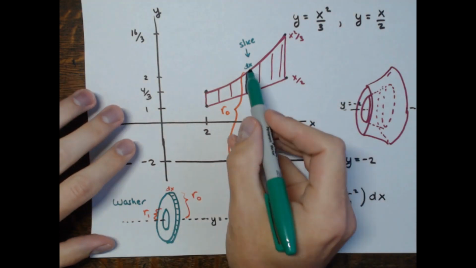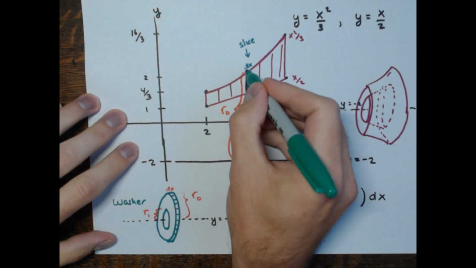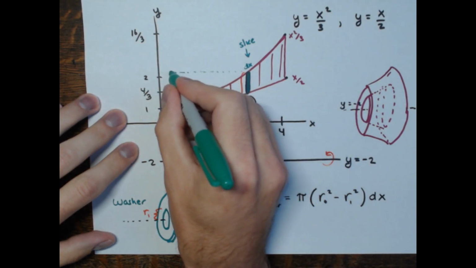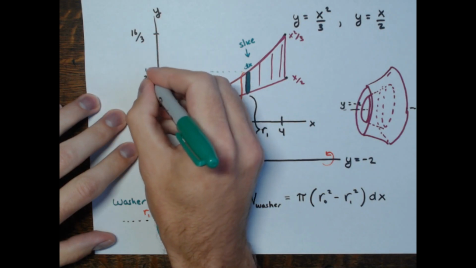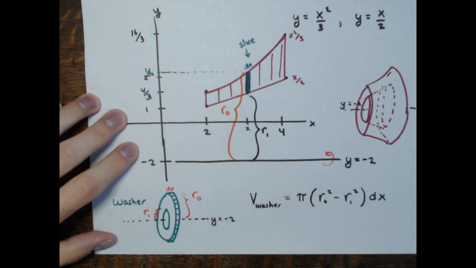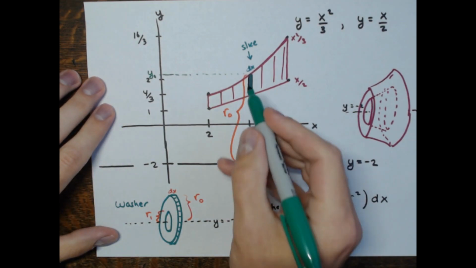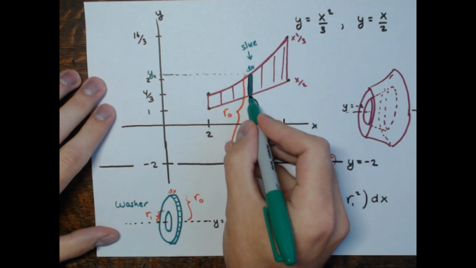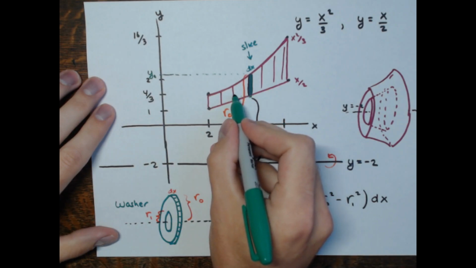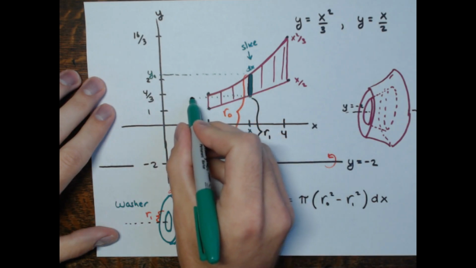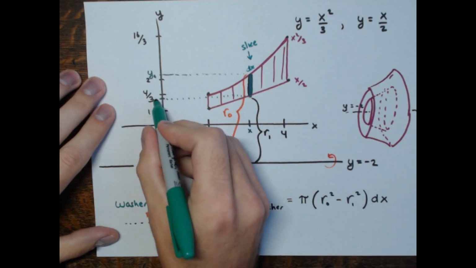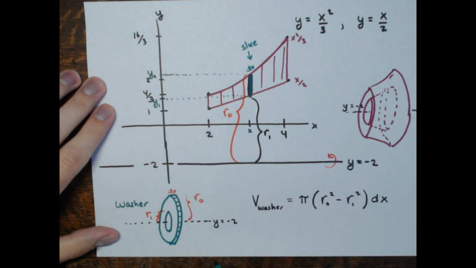Hopefully you can see that this point on the top of the rectangle has some y coordinate. I'll call that YO. That's going to help me find the RO, the outer radius. And then the point on the curve on the bottom of this rectangle also has some y coordinate. I'll call it YI or Y1, because again, that's going to help me find the inner radius.